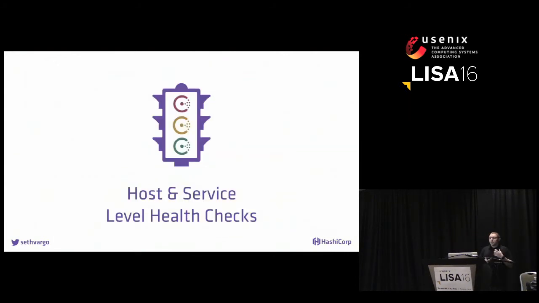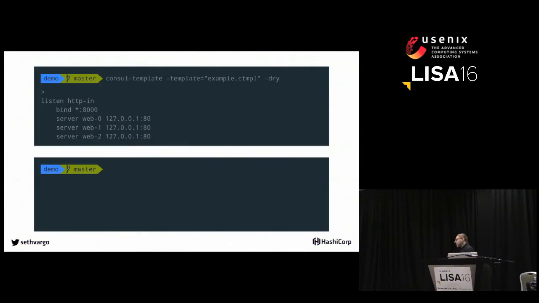The next component is host and service level health checks. And this is really what sets Consul, one of the things that sets Consul apart from other service discovery tools, is that we integrate the service discovery layer into health checking. So when you ask Consul, give me all of the services that are tagged web, or all of the services that are in a logical group named web, it is only going to return the services that are reporting as healthy. And those health checks run on the node itself.